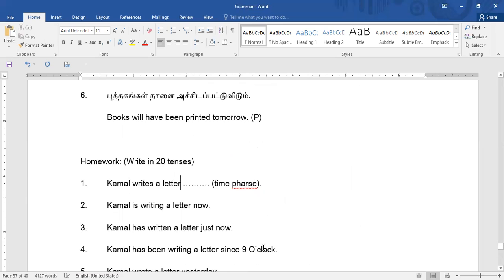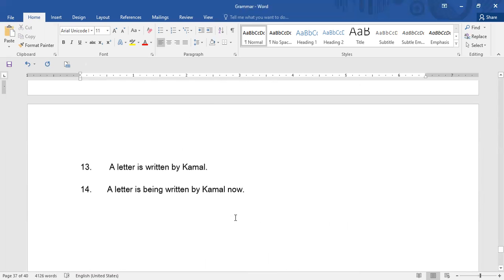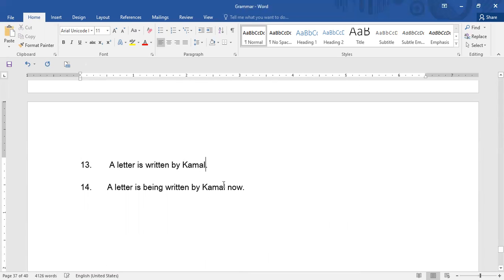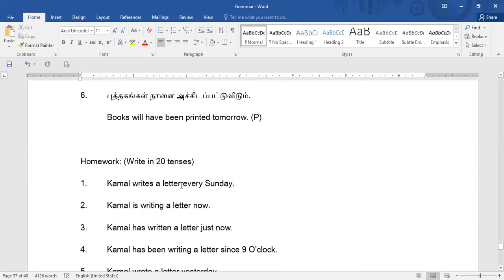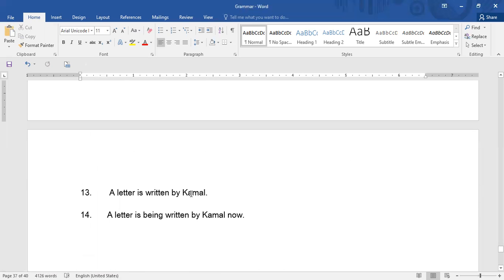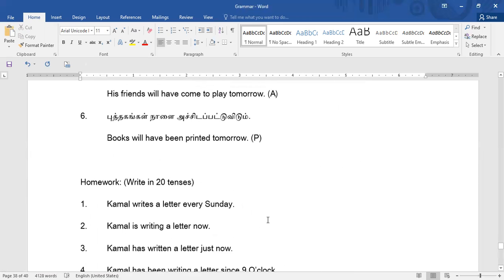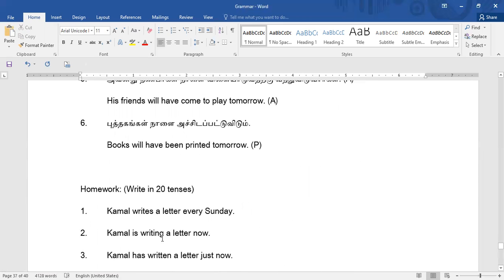For simple present, Kamal writes a letter every Sunday. A letter is written by Kamal in the same manner. The time phrase you can use is every. A letter is written by Kamal every Sunday. The letter is being written by Kamal now. Kamal is writing a letter. A letter is being written by Kamal.